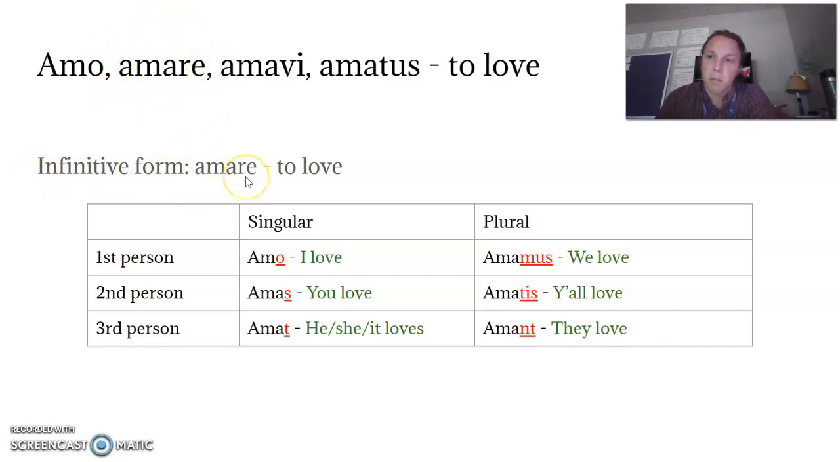But basically, if you see a verb that ends with re instead of the other endings that we've learned about, re just means to blank. And we're going to talk about more later. So amare means to love.